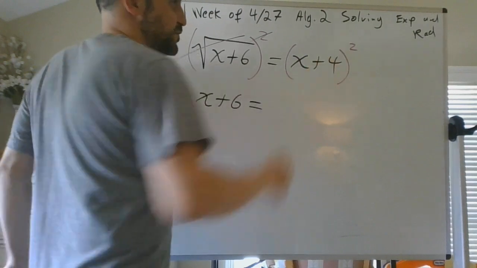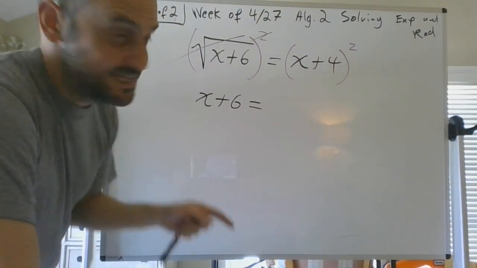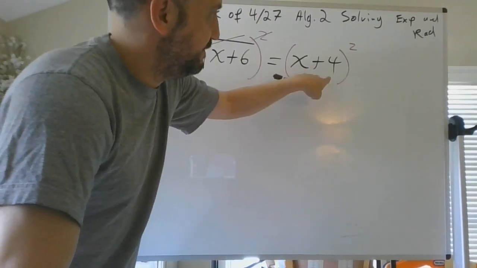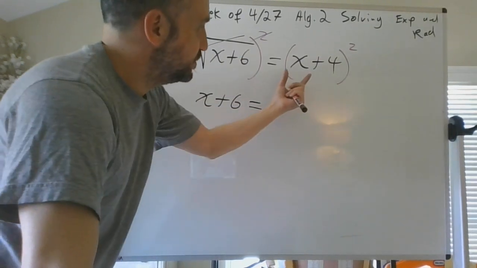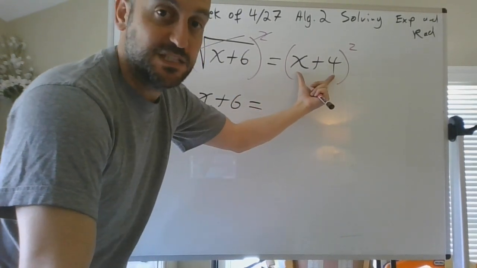Now, x plus 4 squared, here's the juicy part, guys. That does not mean x squared and 4 squared. No, you don't do it individually. This whole thing has to be squared.